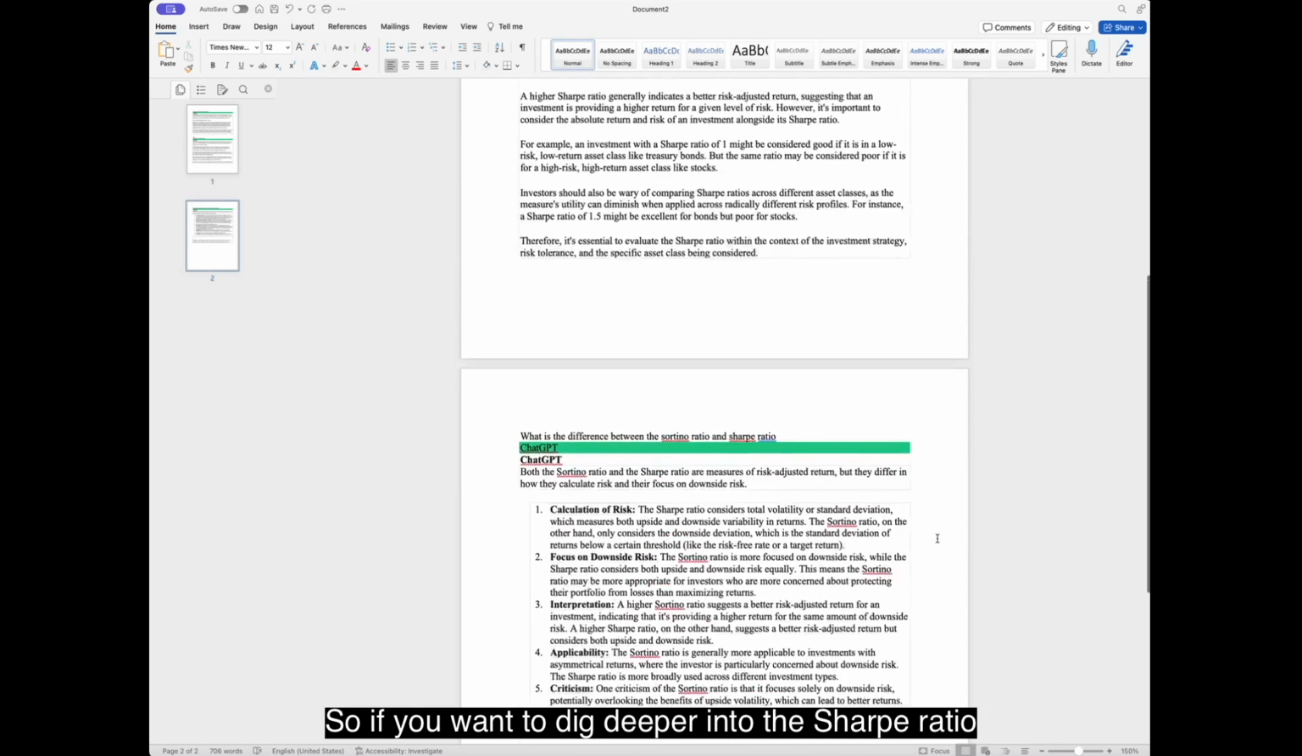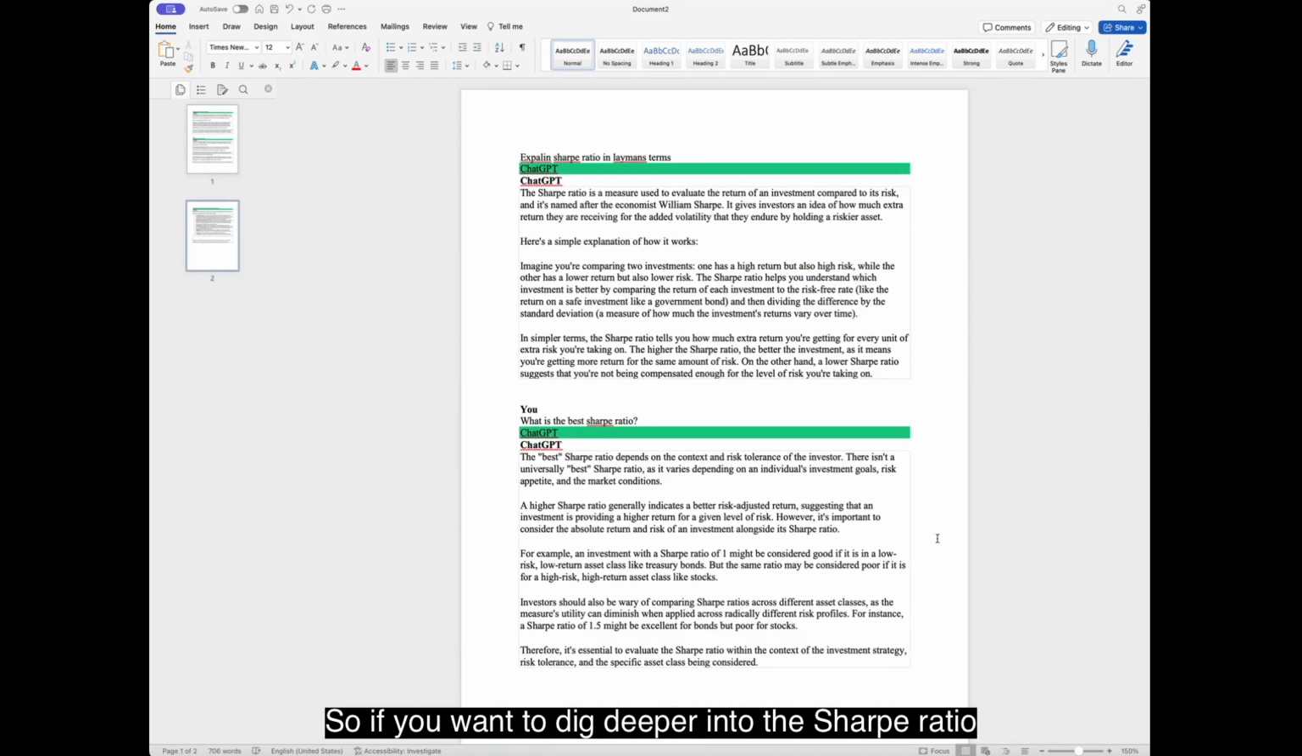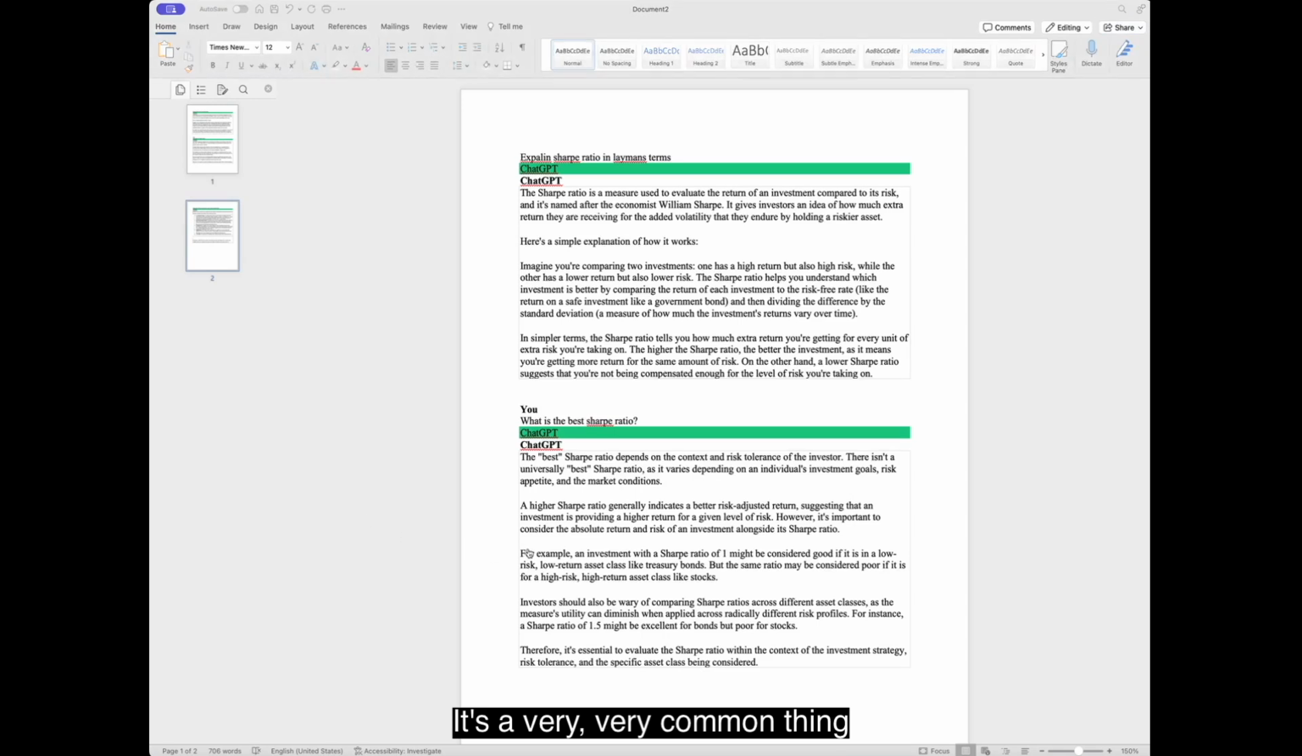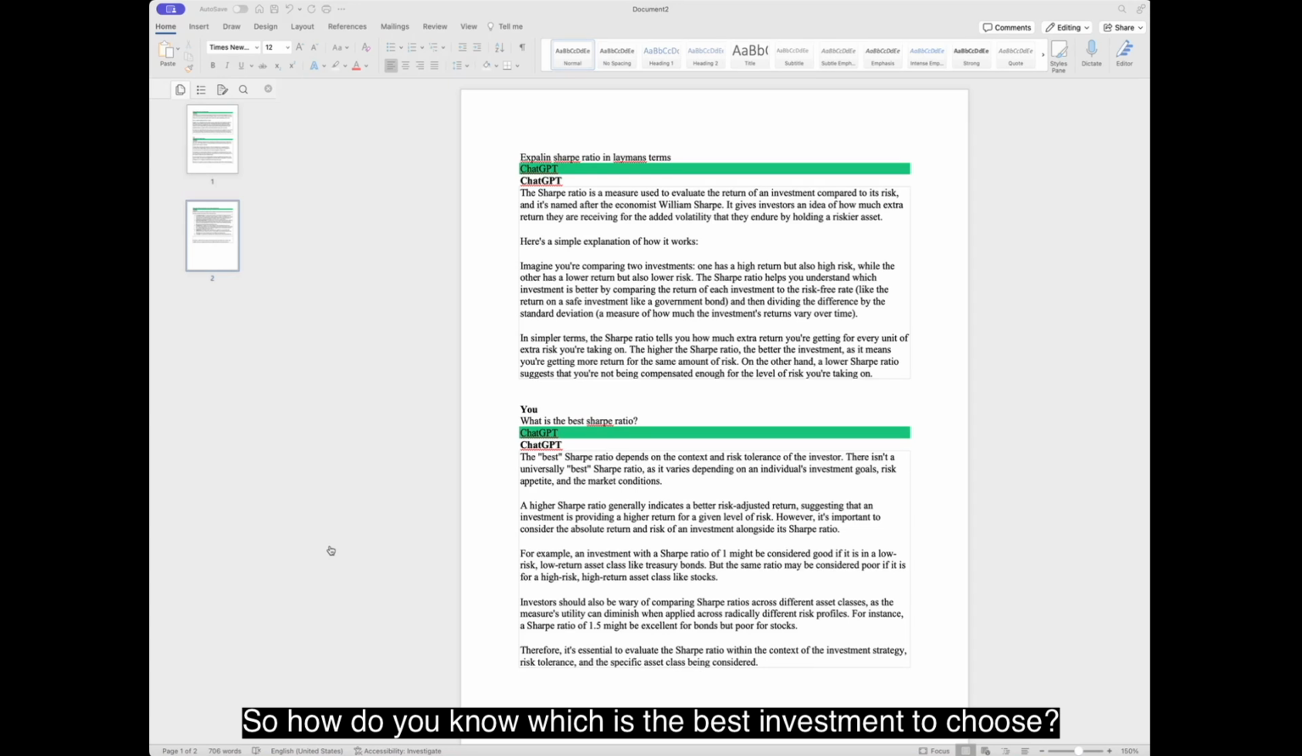So if you want to dig deeper into the Sharpe ratio and the Sortino ratio, you can ask your friend ChatGPT, or you can just Google it. It's a very, very common thing that is used by hedge funds, by everything. Because what if you're presented two investments that both give 10%? How do you know which is the best investment to choose? The best investment to choose would be the one that has less risk, the one that has less volatility, and the one that has less downside.